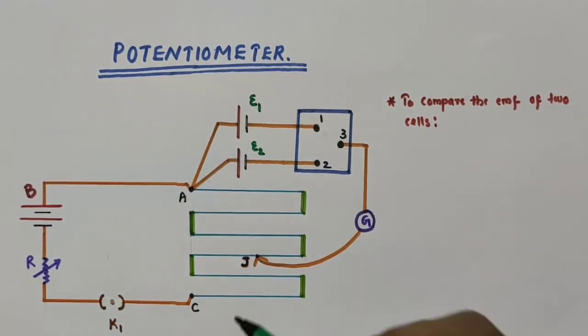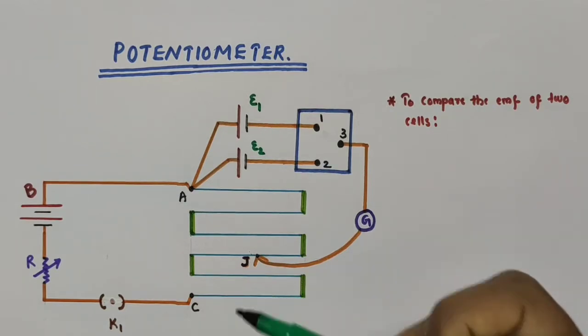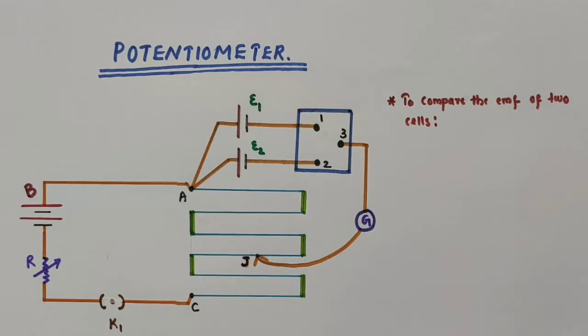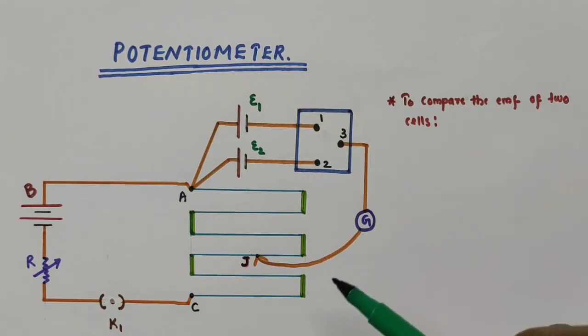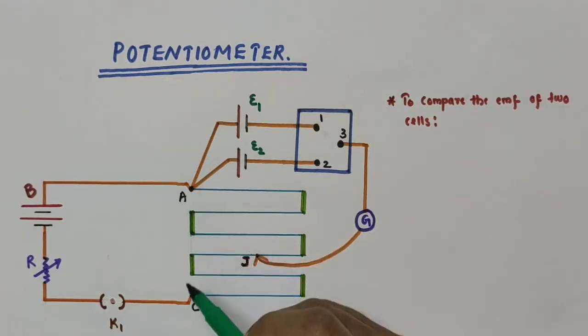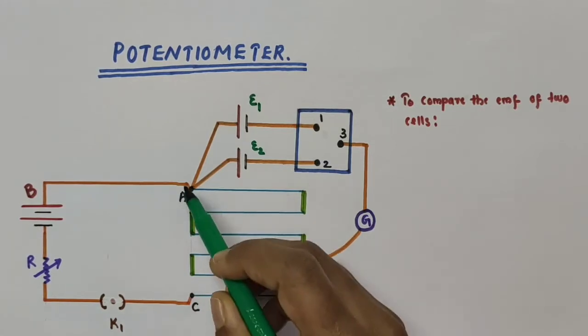We can make use of this potentiometer to compare the EMF of two cells as well as to measure the internal resistance of a cell. First we will discuss how we can use this potentiometer to compare the EMF of two cells, and after that we will discuss how to measure the internal resistance of a cell by using this potentiometer. So in this figure you see the potentiometer wire runs from A to C.